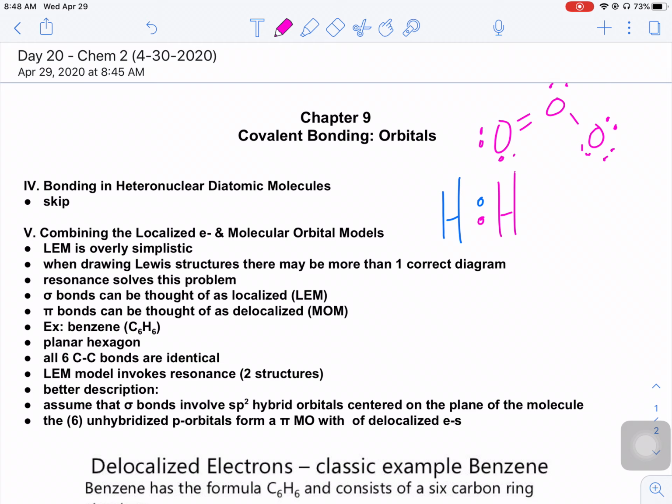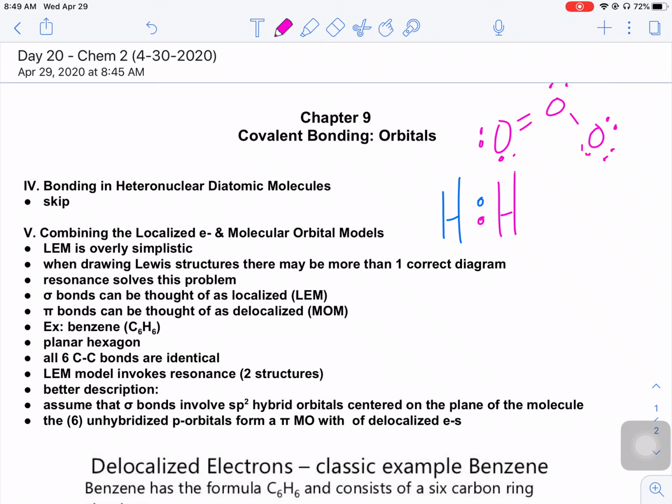Okay, and resonance deals with this localized electron model. Sigma bonds can be thought of as adhering to the localized electron model. Pi bonds, on the other hand, are caused by the side-on overlapping of orbitals. This is more of the delocalized model, or the molecular orbital model. So pi bonds can be thought of as existing within a whole molecule or within a large group of atoms inside of a molecule.